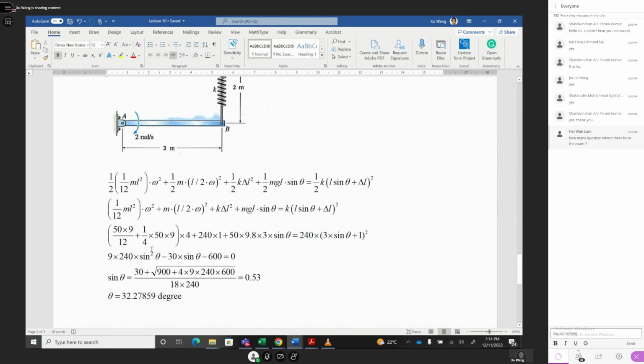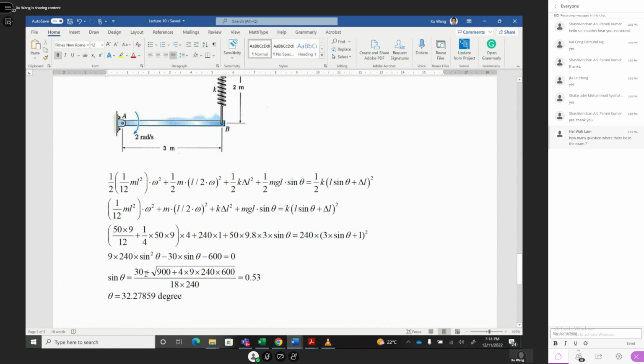You assume this is x, so you get a x square plus b x plus c, this equation. You learned this in high school: x should be equal to minus b plus or minus the square root of b square minus 4ac, divided by 2a. That's how to solve this equation. And x in this case is sine theta. But this is plus or minus.